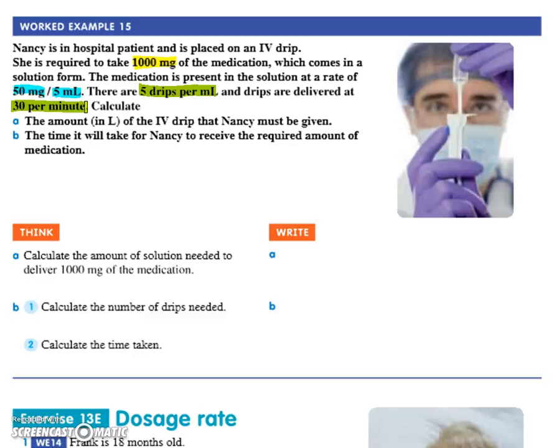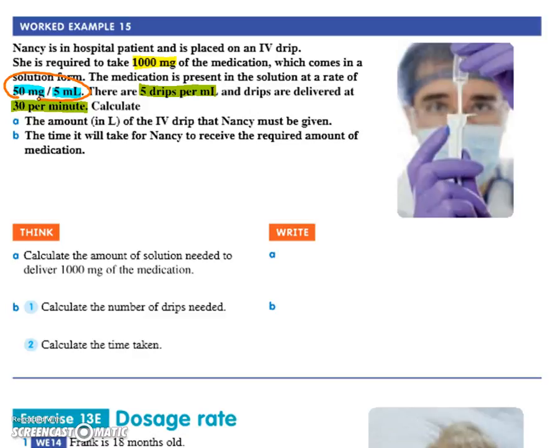Well, we've got the milligrams. We need 1,000, and she's getting 50 milligrams every 5 mil. How many lots of 50 milligrams are in 1,000? Because I'm assuming there's 1,000 milligrams in 1,000 milligrams. Yeah. So we want to work out, that's one dose, basically, there. So what we want to work out is how many doses she needs.